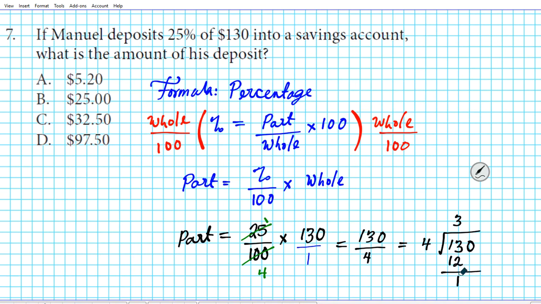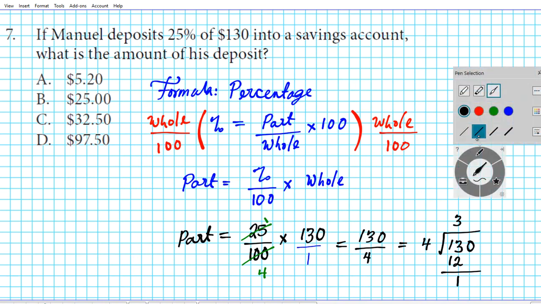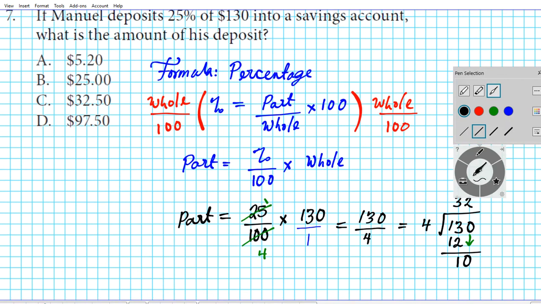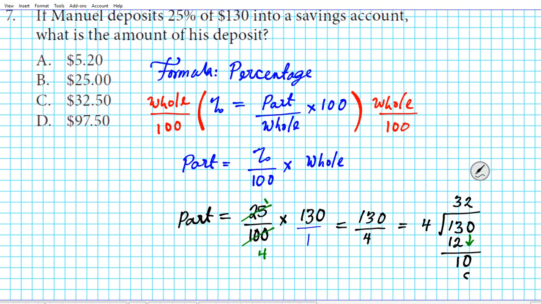Subtract. You have a 1. You bring down the 0. 4 goes into 10. How many times? Twice. 2 times 4 is 8. Subtract. 2.